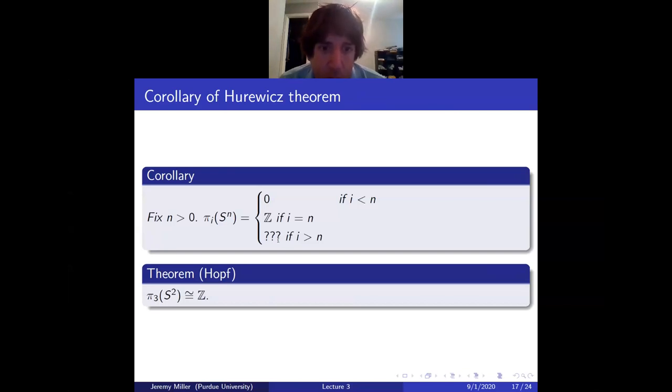But the weird thing is it turns out that there are higher homotopy groups. If you have an n-dimensional space, there isn't homology in degrees bigger than n. But that's definitely not true for homotopy groups. So in particular, the first example was pi 3 of S^2 is Z.